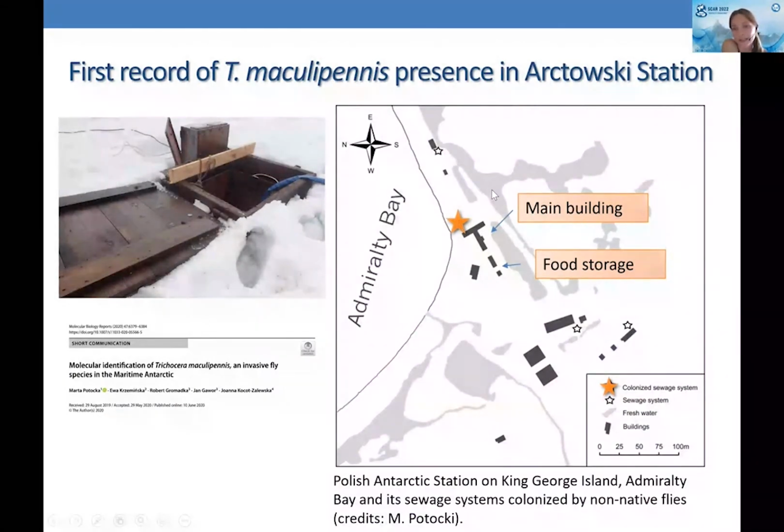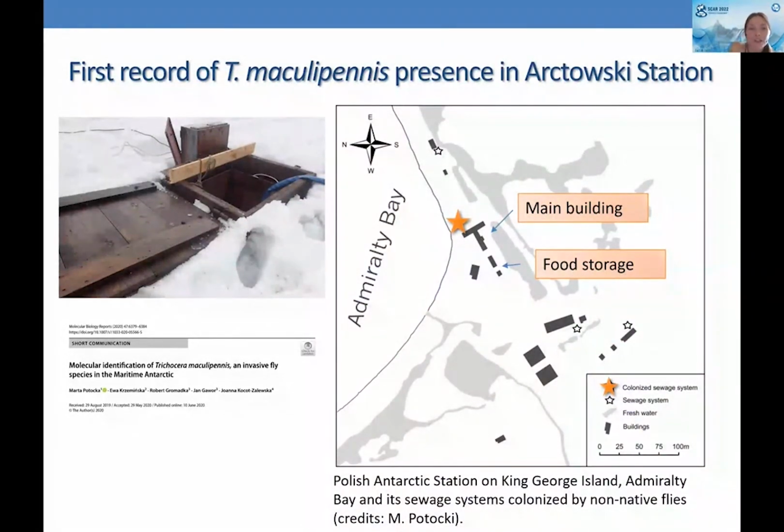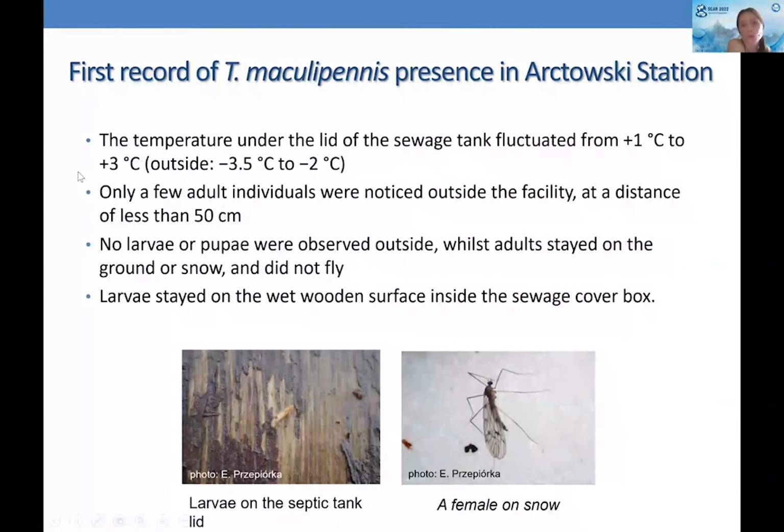So, shortly introduced, the first record was reported in late October 2017 in the main sewage box. It is located here, the orange star, close to the main building, which is operating all year round. So far, flies have never been reported in other sewage tanks that are separated from the main one. This first report of the species was confirmed, as Hugo mentioned, not only on morphological grounds but also on the basis of molecular typing by Marta Potocka and colleagues. During this first record, the temperature in the tank where flies were found was slightly above 0 degrees Celsius, while the temperature outside was several degrees below 0.